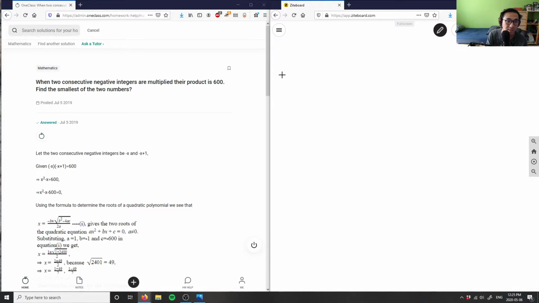It's asking: when 2 consecutive negative integers are multiplied, the product is 600. Find the smallest of the 2 numbers. So I'm going to write this down.